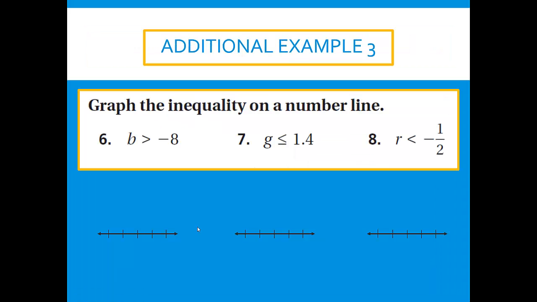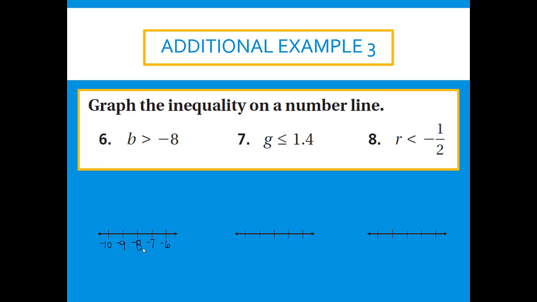Now we have an additional example. You can pause the video and try it on your own, or you may follow along. Graph the inequality on a number line. So for number 6, we have b is greater than -8. So on our number line, we're going to have -8. And then to the left, we'd have -9 and -10. And then to the right, we'd have -7 and -6.